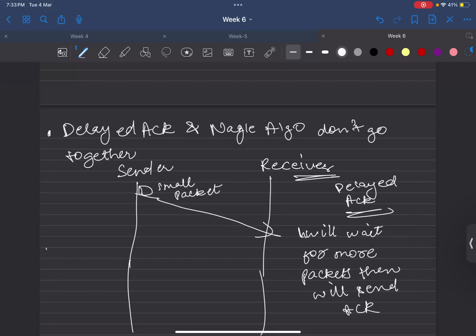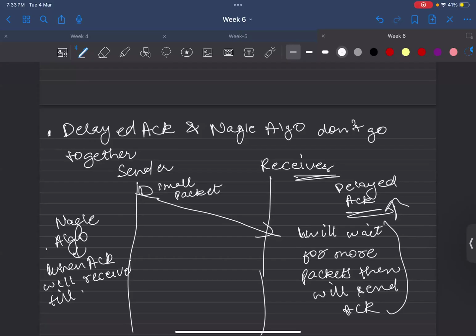And the sender, according to Nagle's algorithm, is thinking that when the acknowledgement is received, in that time I will accumulate more packets. So here the sender will keep on waiting for the acknowledgement, and the receiver will keep on waiting for more packets. This way they are not going together, and they may go into starvation. Any doubts? What about others? Everyone has understood? If you haven't understood, I'll go again and make it clear.